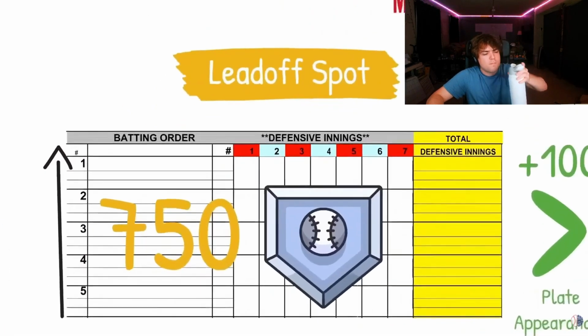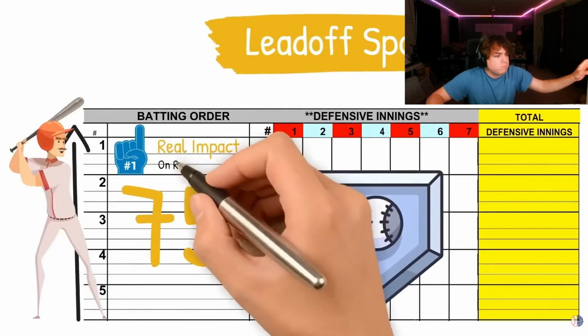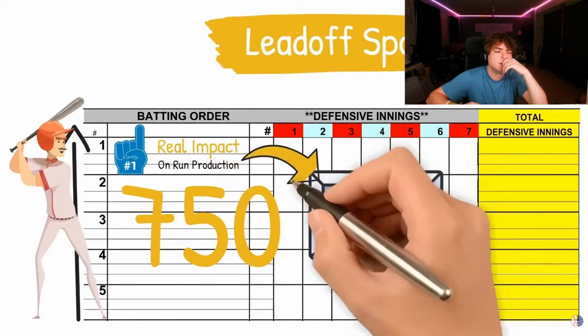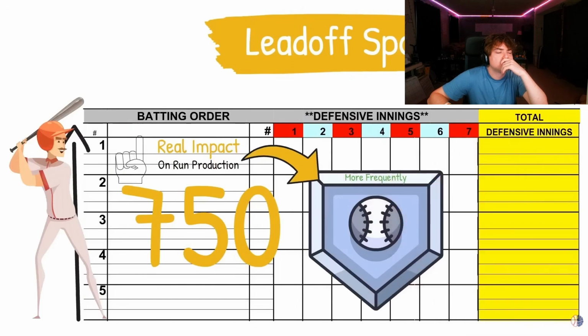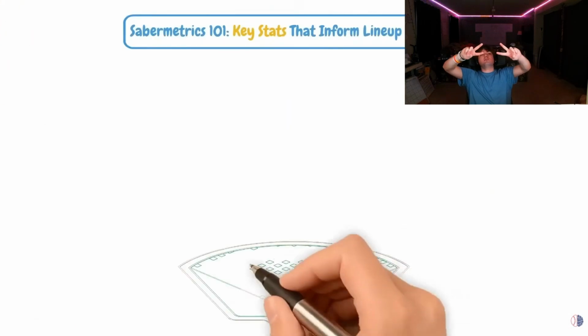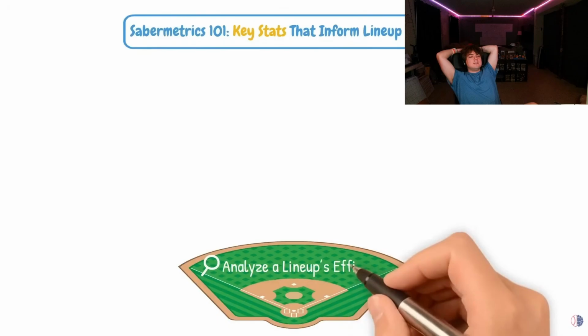That means who you put at the top has a real impact on your run production, because they are coming up to the plate much more frequently. So, if you're placing your best hitter third, he's actually coming up to the plate a little bit less than he could. That's where we start, by laying the groundwork with the metrics that help us analyze a lineup's efficiency.